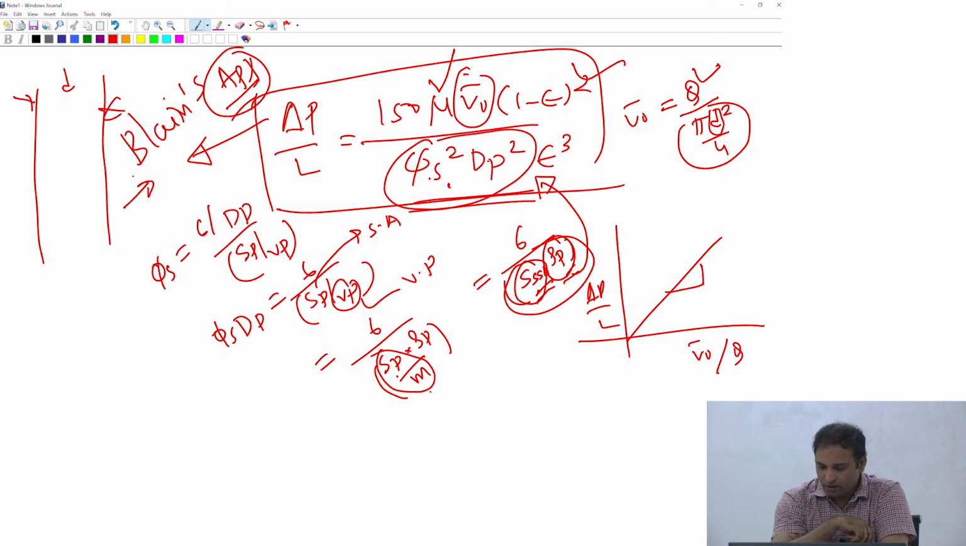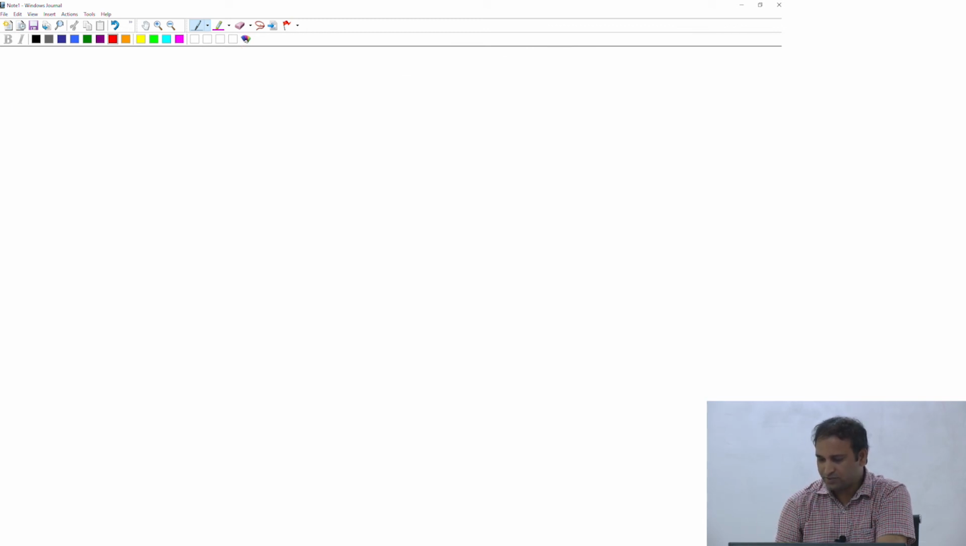Okay, any questions? With that I'm going to stop with flow through packed beds. We're going to look at some examples, maybe in the tutorial on Friday, to look at a few problems wherein we look at flow through packed bed. The next concept that I'm going to look at is something called a fluidized bed.